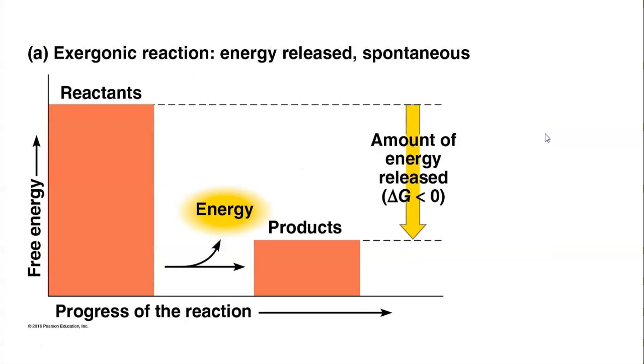So here's kind of what an exergonic reaction looks like. Again, we're giving off energy. So whatever energy the reactants had stored in them is now less in the products. So you release a bunch of energy and now the products themselves contain less. And that difference is whatever the negative delta G value would be. Again, these are the spontaneous ones.